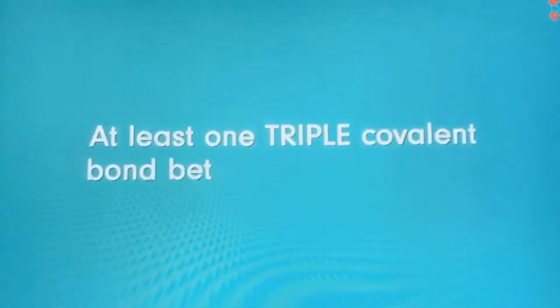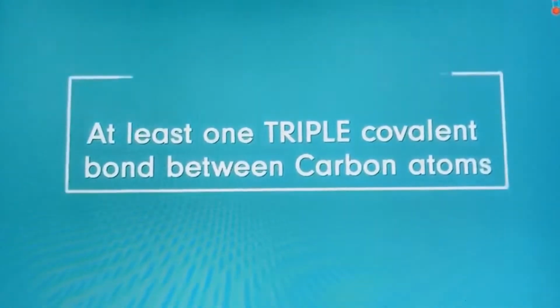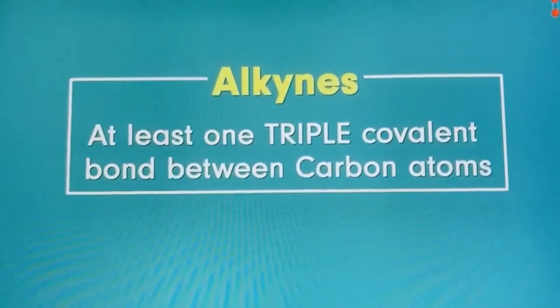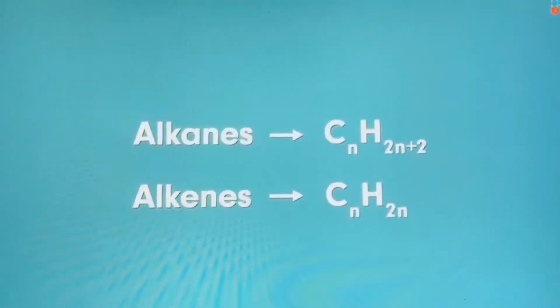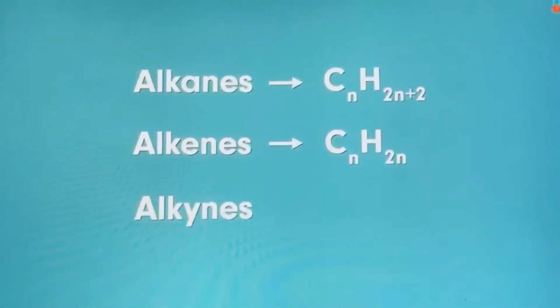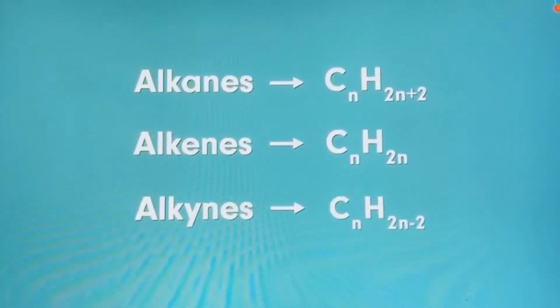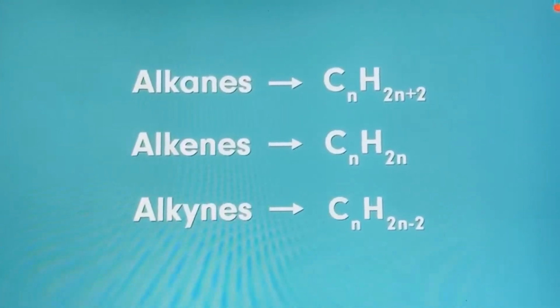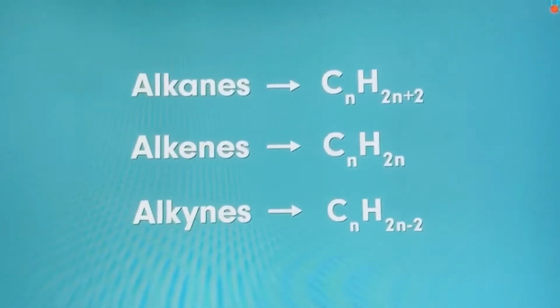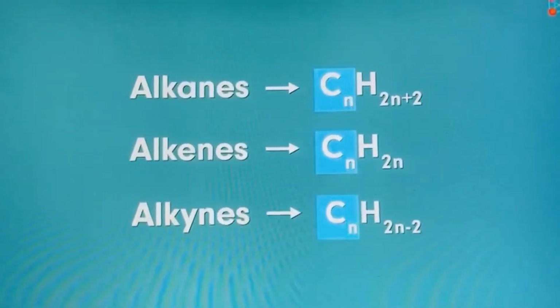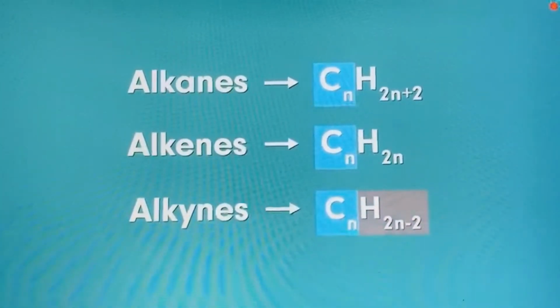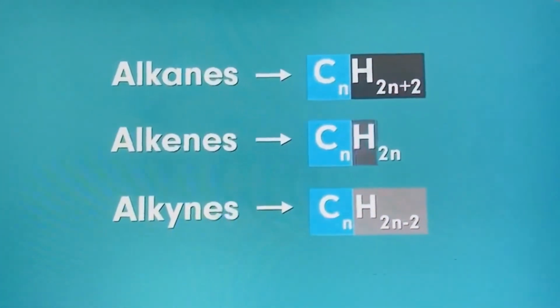Now we are left with the last family that consists of members with at least one triple covalent bond between the carbon atoms. These are referred to as the alkynes. We know the formulae for alkanes and alkenes now. And can you guess what could the formula for alkynes be? It is CnH2n minus 2. There's one thing we can surely tell by looking at the formulae. It tells us that for the same number of carbon atoms, alkynes will have a lesser number of hydrogen atoms as compared to alkanes and alkenes.